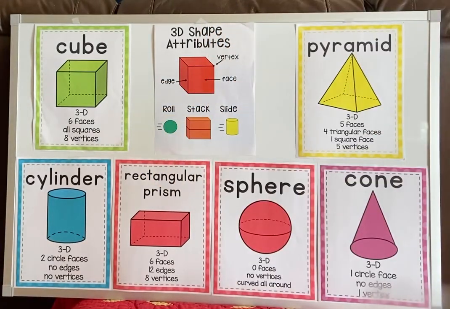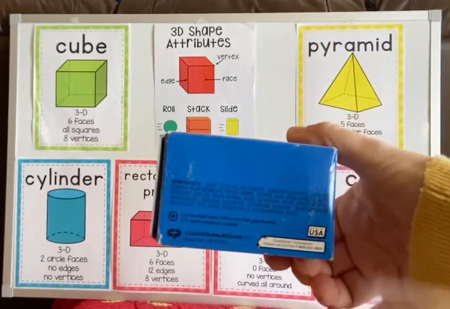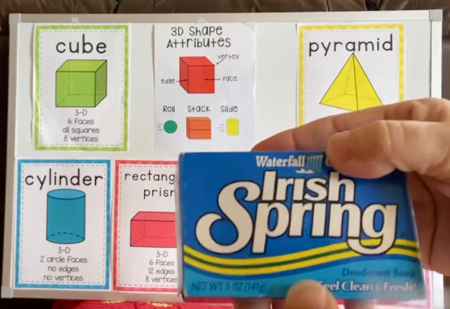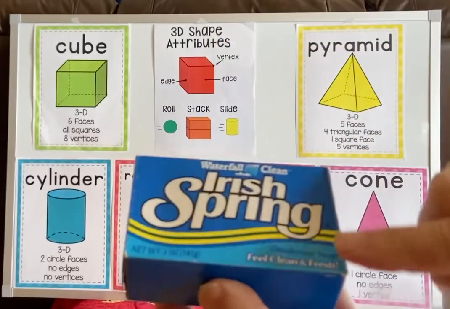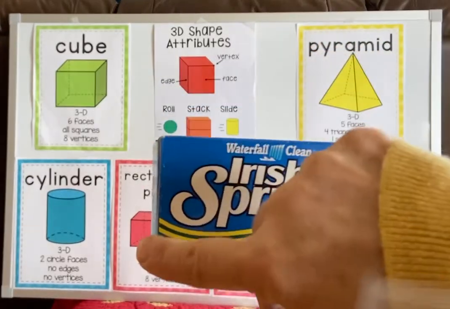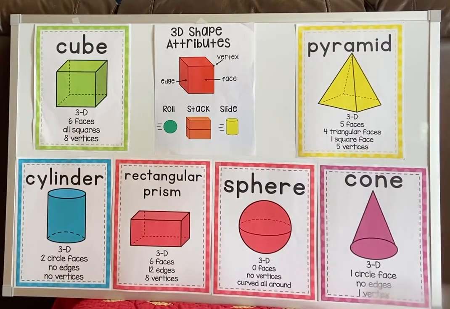Where could you find a rectangular prism in your house, boys and girls? I found one right here, a bar of soap or a box with a soap in it. That is a rectangular prism. It has a face, it has edges, and it has corners or vertices, boys and girls. Corners, vertices, edges, and faces. Any box like that. Could a box of spaghetti be a rectangular prism? Yes, it could.